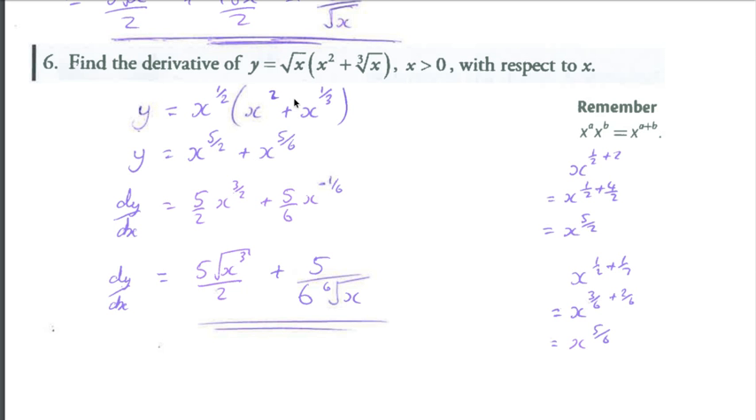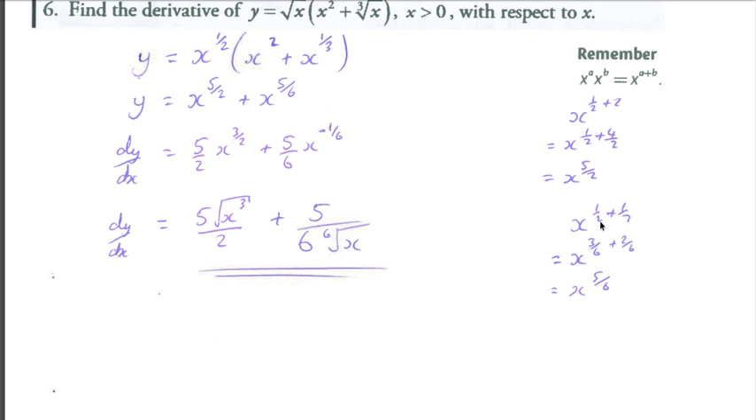And then x to the 1/2 multiplied by x to the 1/3. So that's x to the half plus a third. So we've got halves and thirds, so we need a common denominator if we're going to add fractions. So we'll turn those both into sixths. So that'll be x to the 3/6 plus 2/6, which is x to the 5/6.